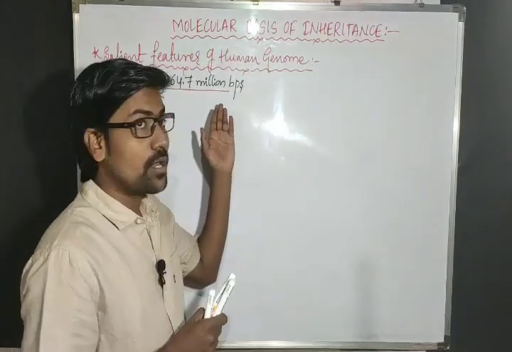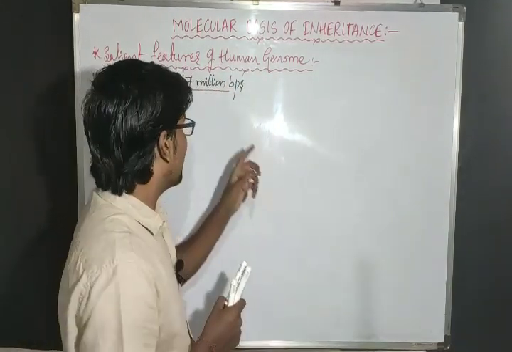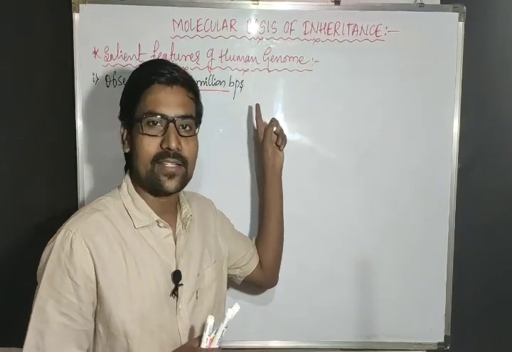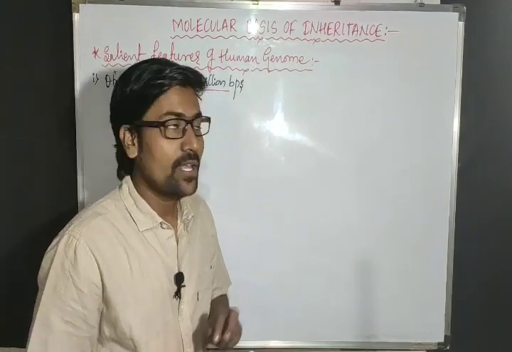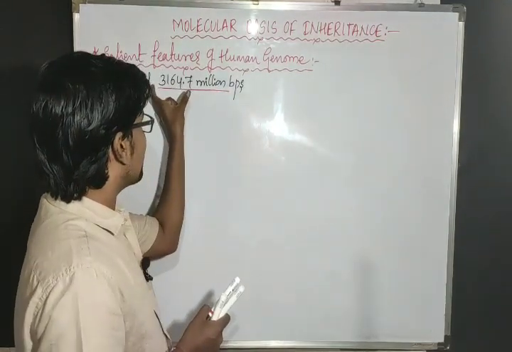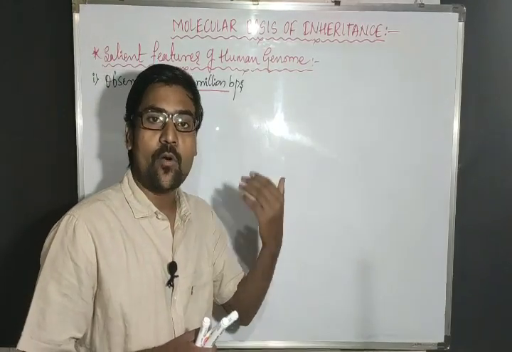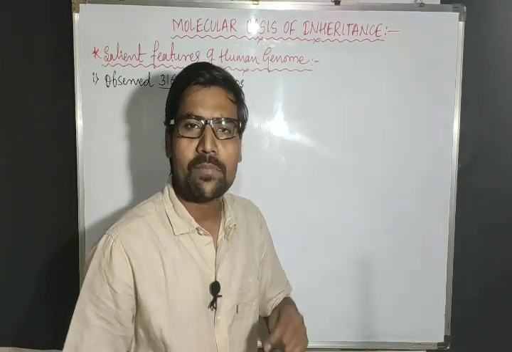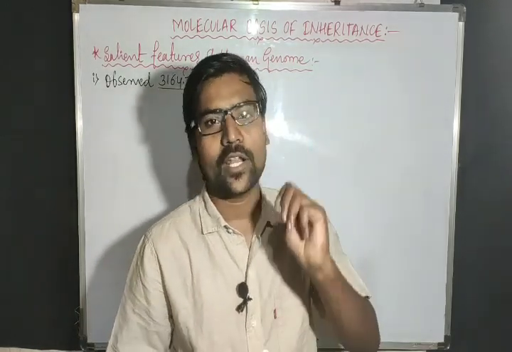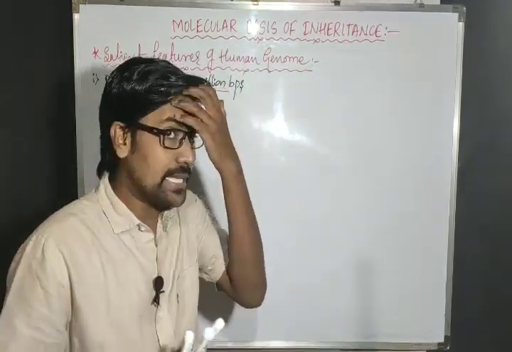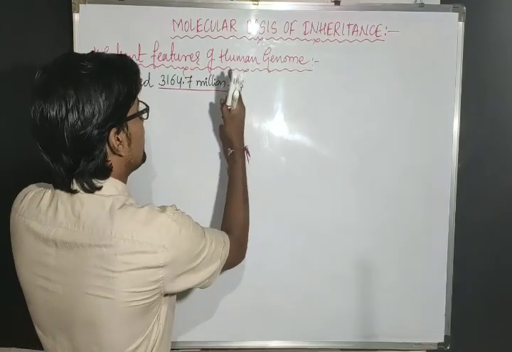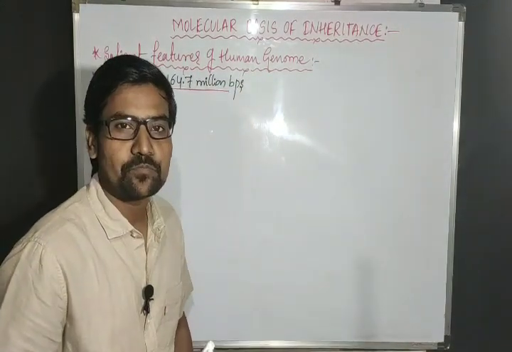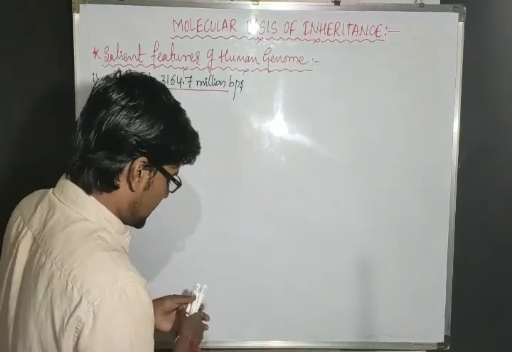This is not a small number, it is a very, very big number. Million means 10 lakhs. 1 million means 10 lakhs, into this number. So imagine how many base pairs they sequenced. And what is the cost of sequencing one base pair? Yes sir, $3. So in that cost they sequenced this many base pairs. So this is the first observation.